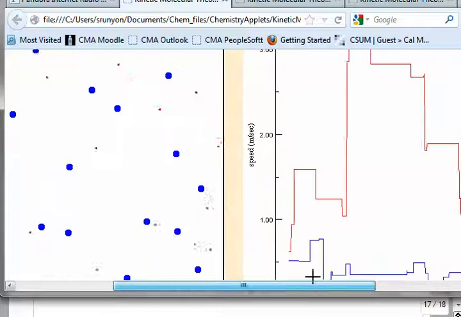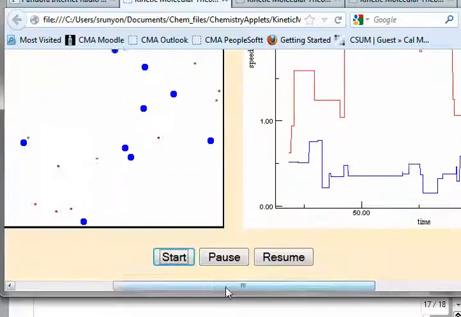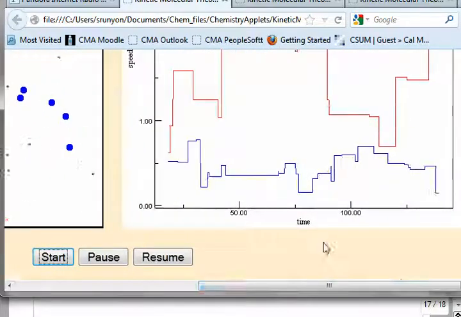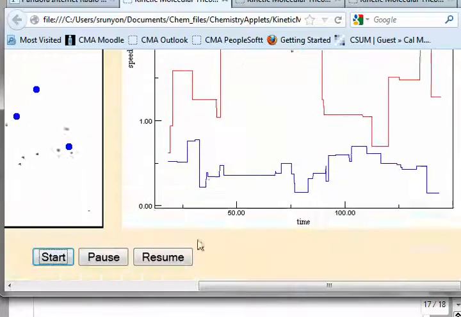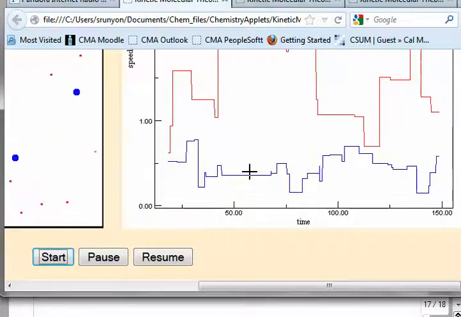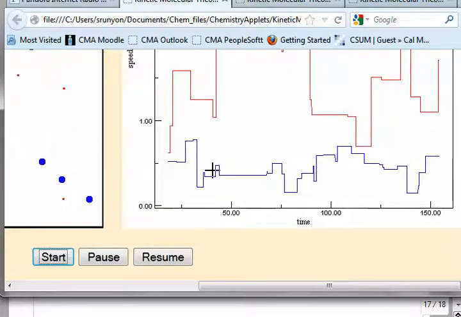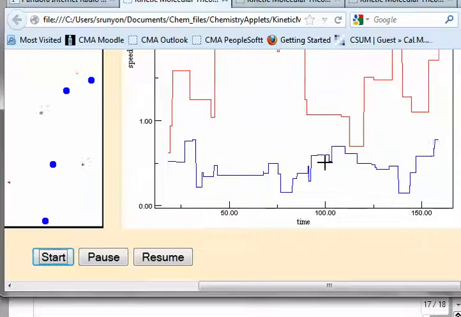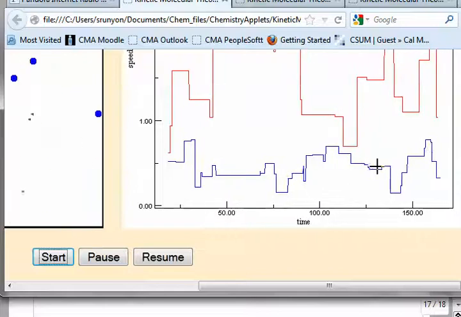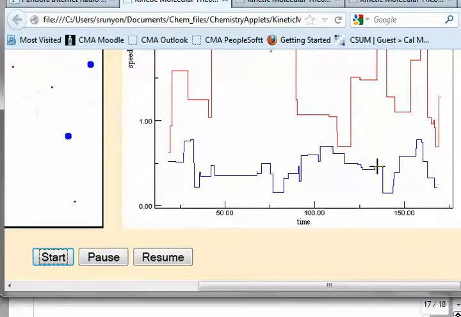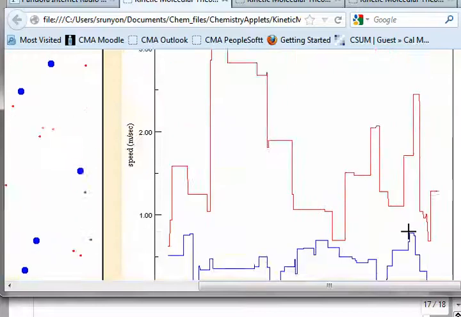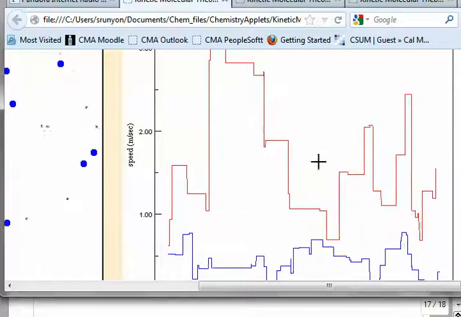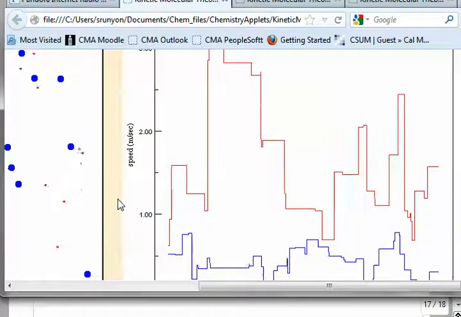And so if we were to look at a plot of the speed of our samples, we see a variety of speeds. If we follow one of our blue ones, as it moves around, it shows a variation in its speed. Every time it collides with something, it changes its speed, and the same thing is true of our red. But basically, on average, the red ones are moving faster than the blue ones.